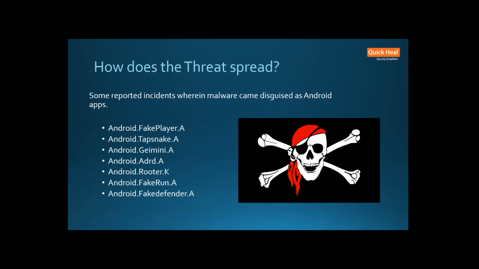Android ADRD.A comes in the form of a Trojanized wallpaper app. Android Router.K, Android QuickHill: detection of Trojanized versions of legitimate apps like Falling Down. Android FakeRun.A is a fake app for one of the most popular games on Google Play, Temple Run. Android FakeDefender.A is a disguised app that disguises itself as an antivirus, which actually is a fake antivirus, and it poses as a popular app like Facebook or Skype, but has hidden vulnerabilities which are revealed once the app is installed.